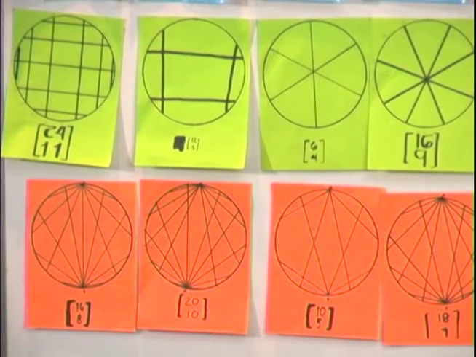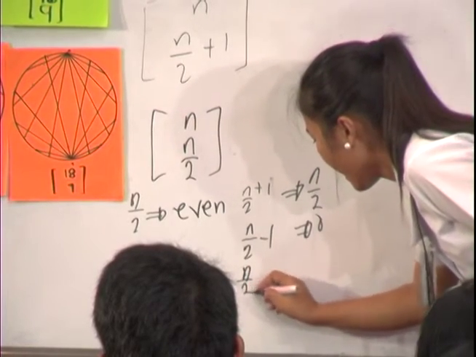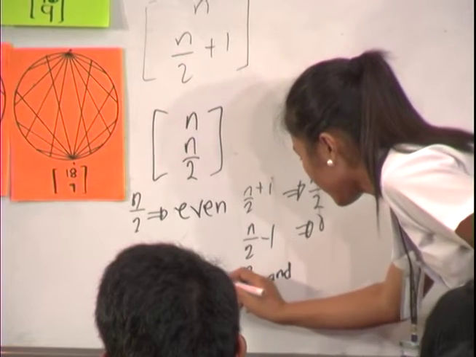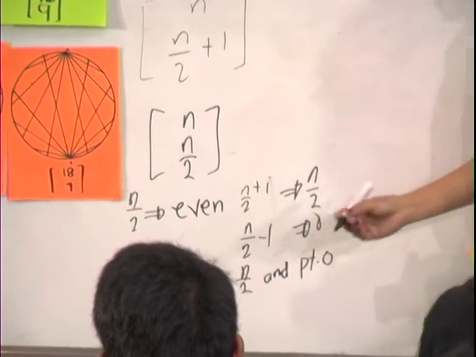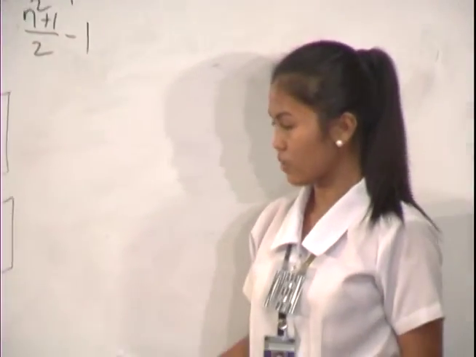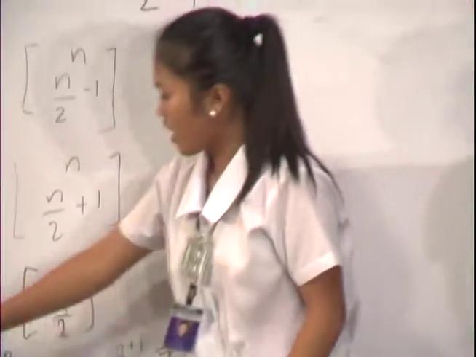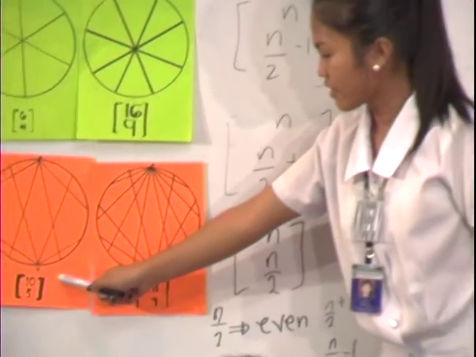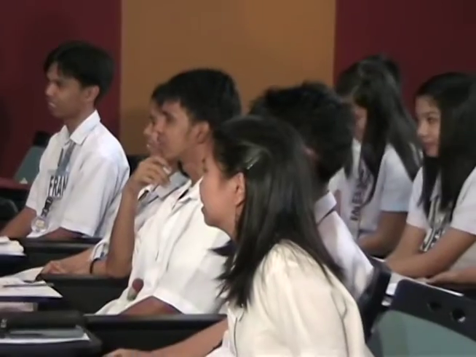Okay. What if n over 2 is odd? If n over 2 is odd, point n over 2 and point 0, the number of chords coming from point n over 2 and point 0 are the same. So it is n over 2 minus 1. So from here, our n is 10, over 2 is 5, minus 1 is 4. So we have 1, 2, 3, 4 chords.